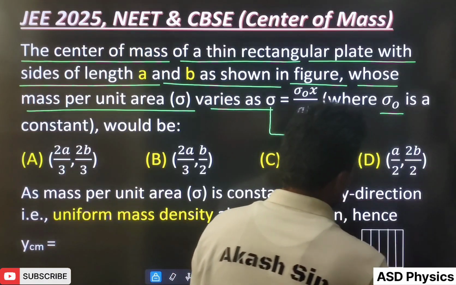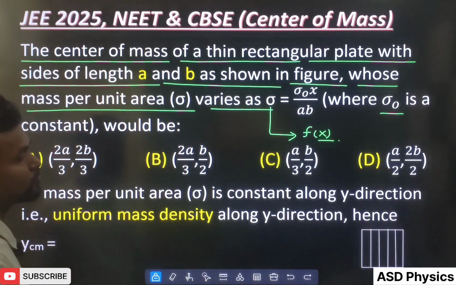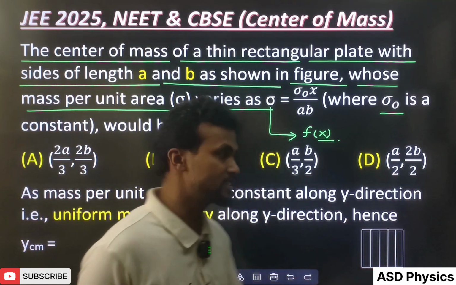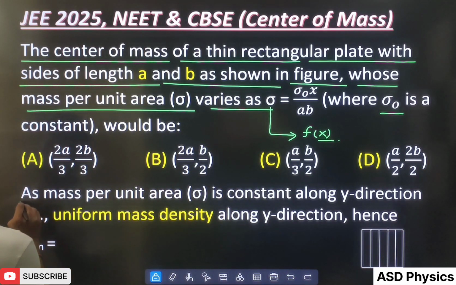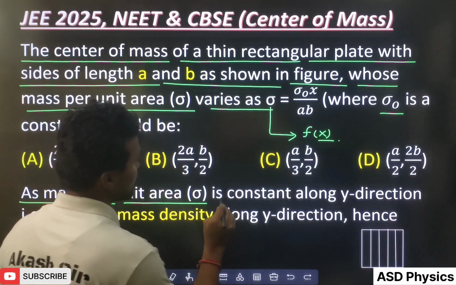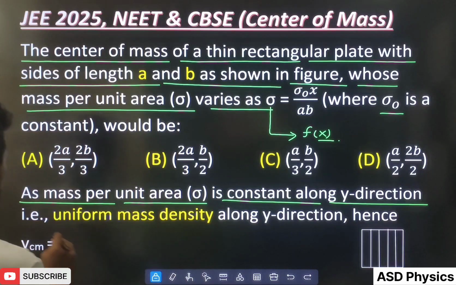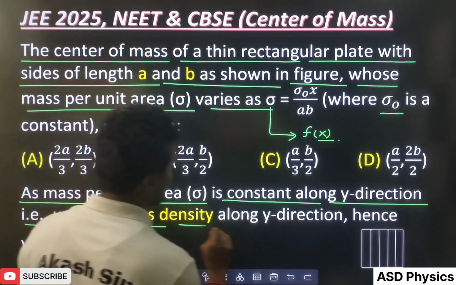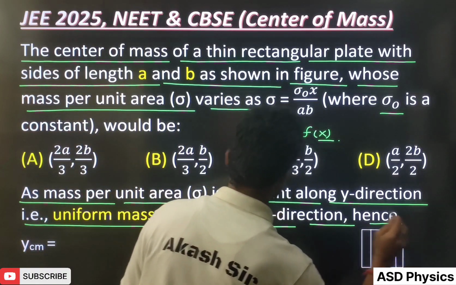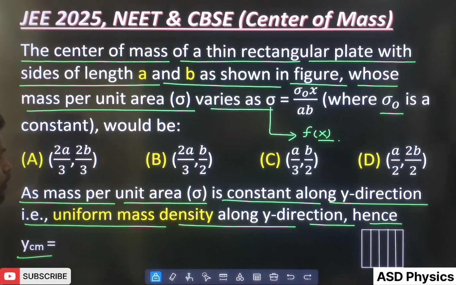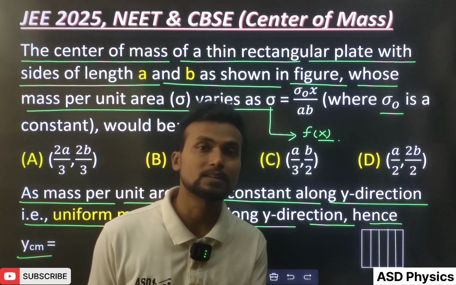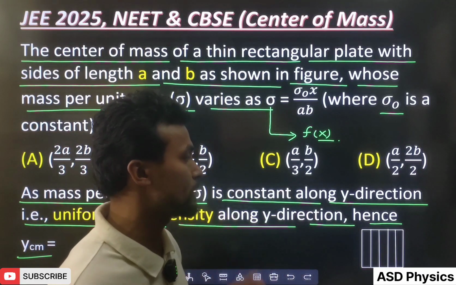Let's see here. Let's take one example, but before that, let's see what I am going to tell you. As mass per unit area is constant along the y direction, that is, uniform mass density along the y direction, hence what is the YCM here? Because XCM and YCM both we have to calculate, as this is a two-dimensional body.